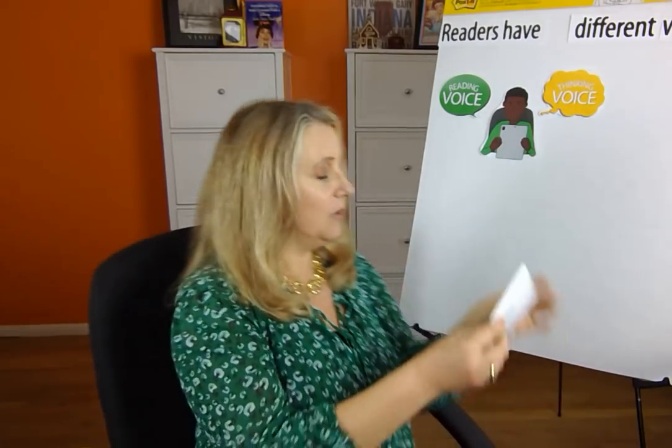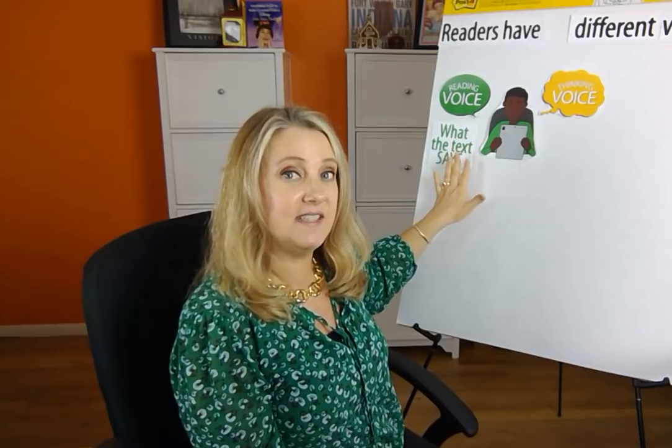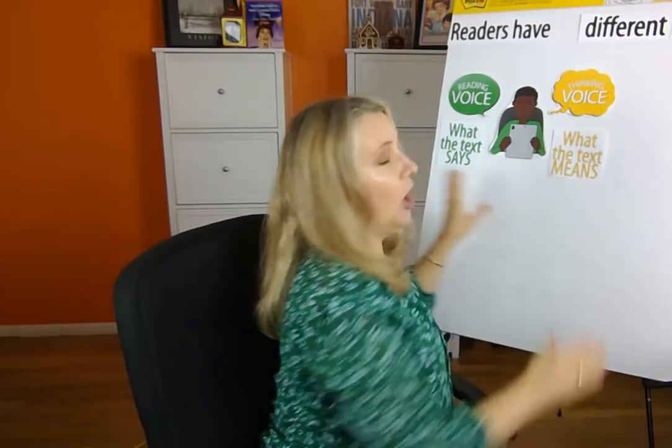And so, as a reminder, the reading voice tells you what the text says. Text being words, pictures, something else. But the thinking voice really lets you in on what the text means. And again, text could be pictures, sentences, paragraphs. It could be a variety of things.